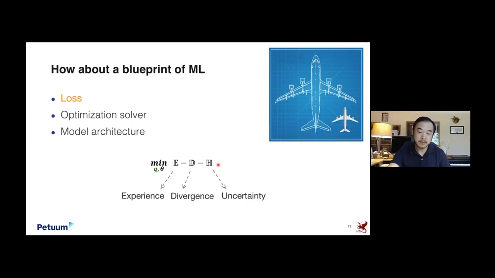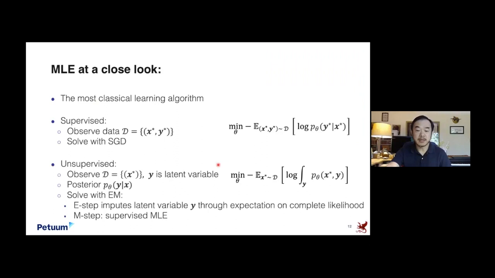So let me start with some classical example to see how this possible standard equation can accommodate and explain all known results and maybe inspire new results. So let's look at, say, the maximum likelihood estimation as an example. This is one of the most classical learning paradigm. And we all know that there are two modes in this paradigm. One is known as supervised learning where all data are labeled. You can write down the likelihood function quite easily.